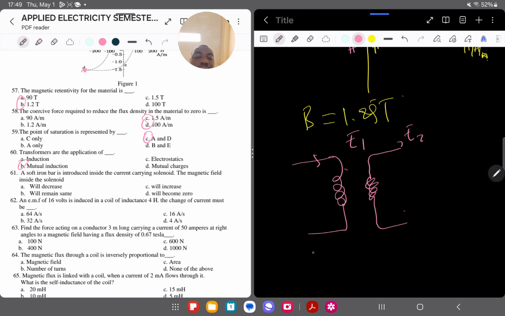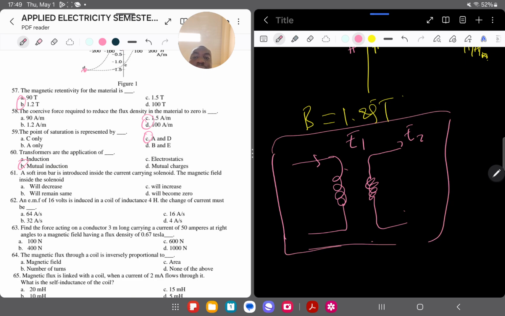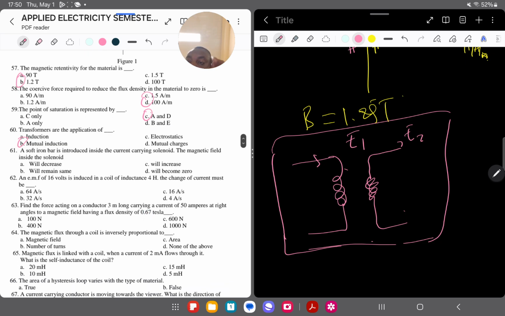So if you look at this diagram here, you can see that it's similar to a transformer, right? Because we know a transformer has primary windings. Windings here just means the number of turns, right? And then secondary windings, which are what we have here, two coils. So the answer here is mutual inductance.